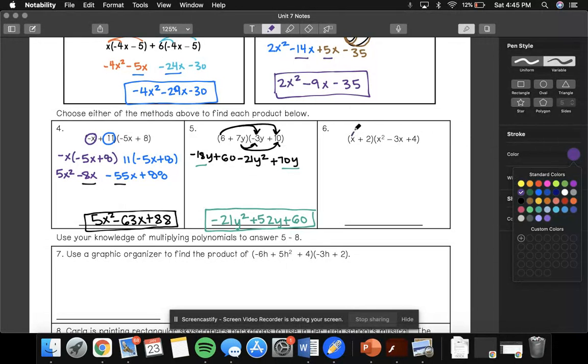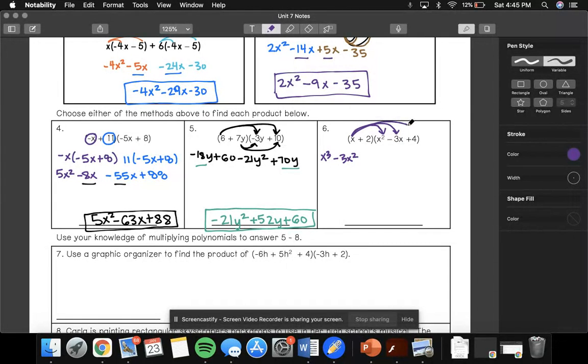So I'm going to multiply, or distribute, the x to x squared. I'm going to distribute the x to the negative 3x. Oh, x times x squared is x to the third, sorry. Okay. X times negative 3x is negative 3x squared. And then x times 4 is 4x.